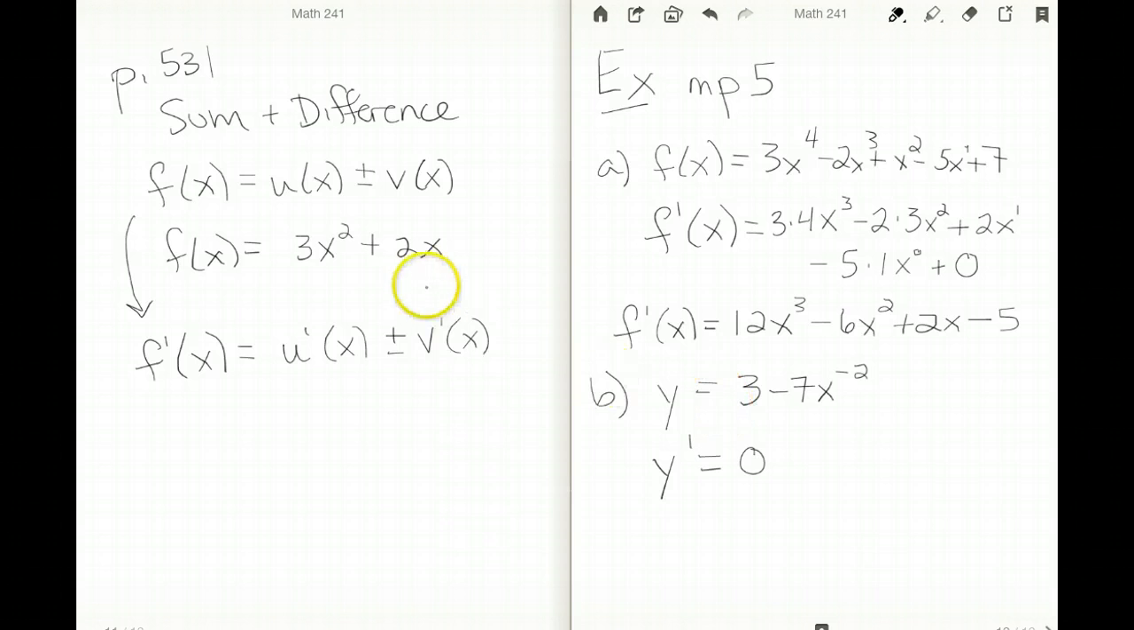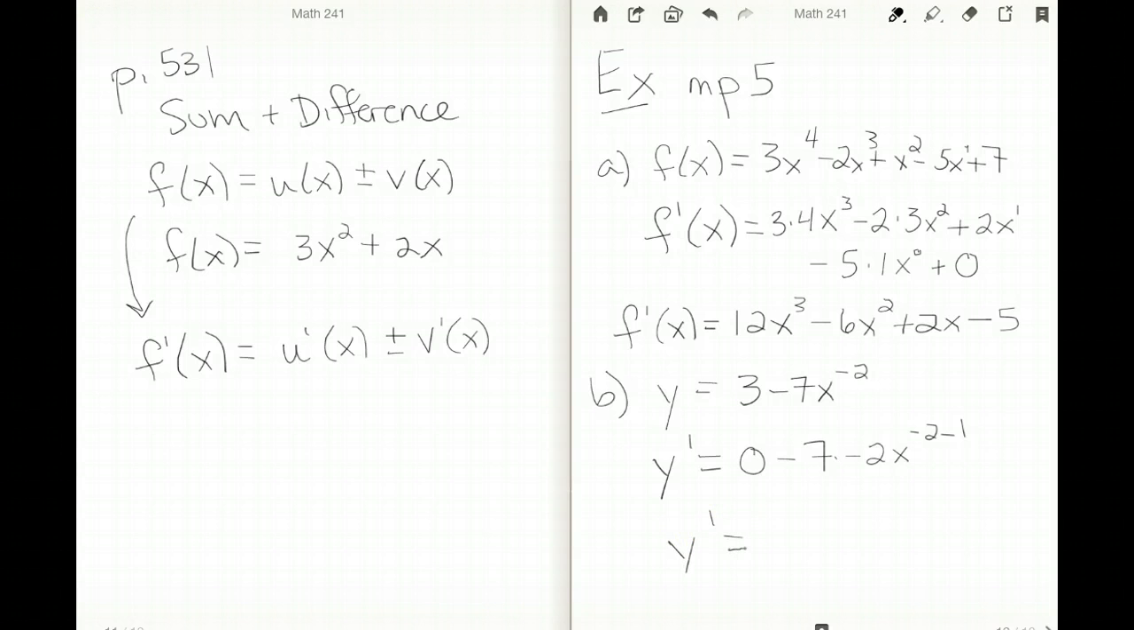Now this sum and difference rule says move to the next term. So minus, what's the derivative of 7x to the negative 2? Well, the 7 is just out front as a constant multiple, so it stays. And then I multiply by the derivative of x to the negative 2, which is the power rule: negative 2 x to the negative 2 minus 1.